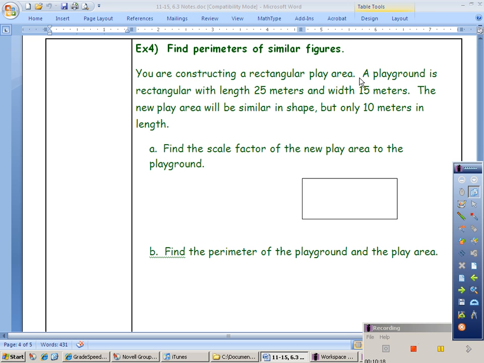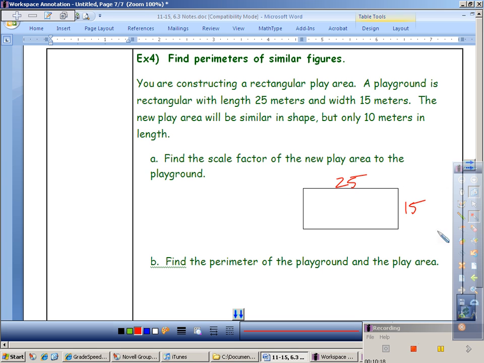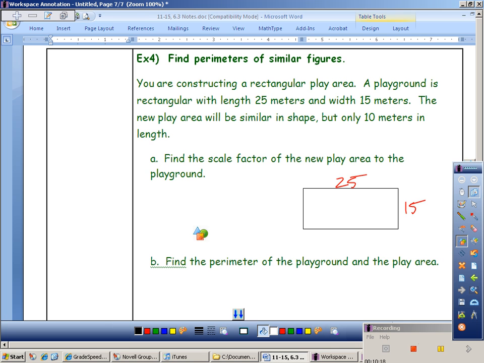In example 4, we're constructing a rectangular play area. Playground is rectangular with length of 25 and width of 15. The new play area will be similar, but only 10 meters in length. So let's draw a second picture.